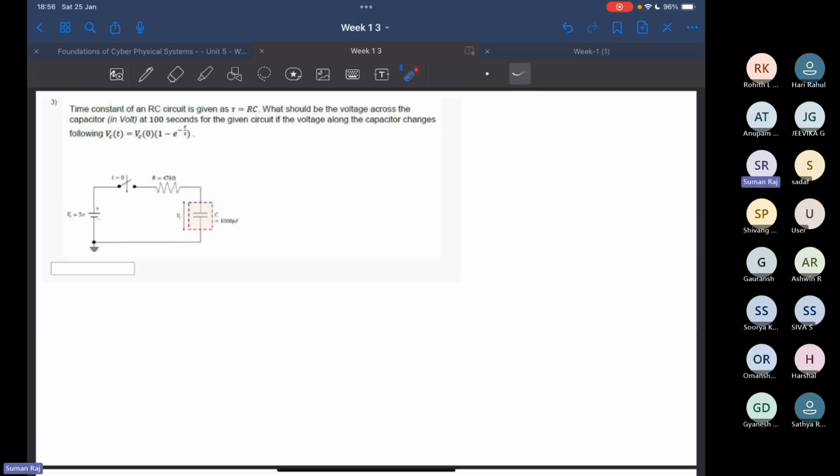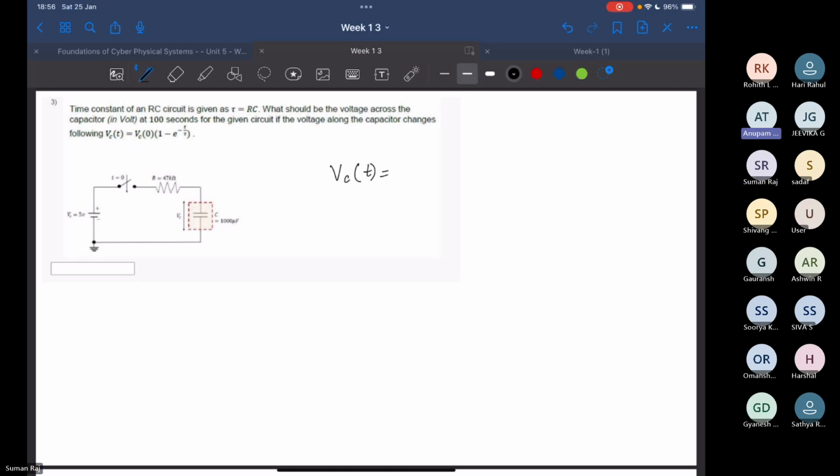Okay, moving on to the next question. This says time constant of an RC circuit is given as tau is equal to RC. What should be the voltage across the capacitor at 100 seconds for the given circuit if the voltage across the capacitor changes following this? Okay, let's see.